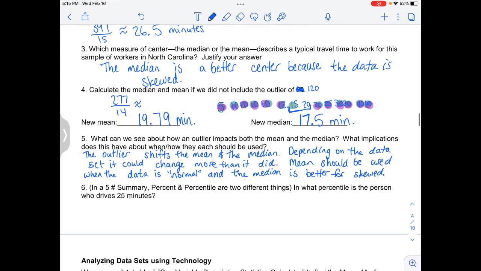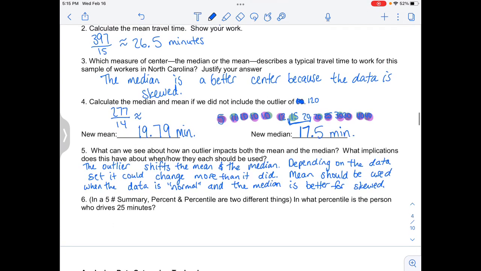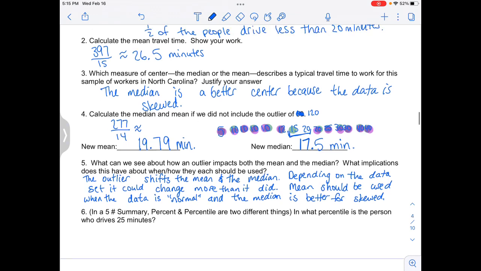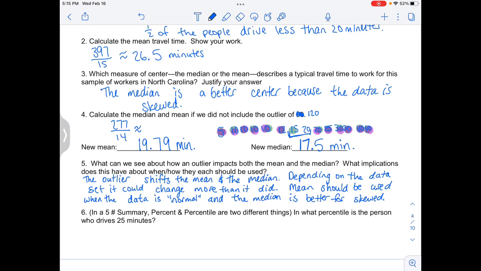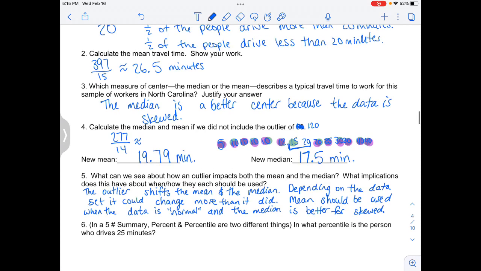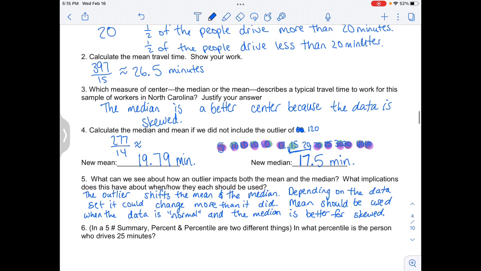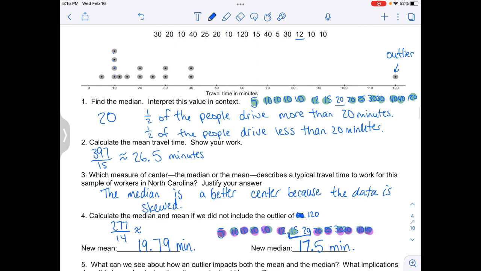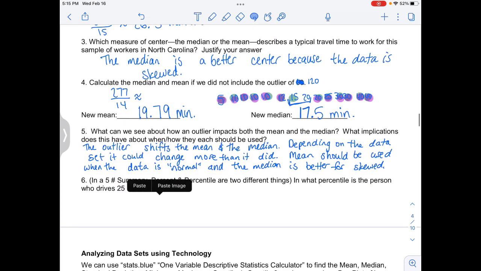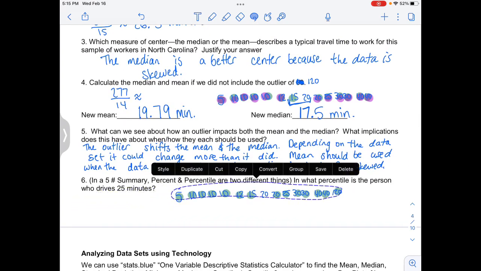And lastly, in a 5-number summary, percent and percentile are two different things. So the question is, in what percentile is the person who drives 25 minutes? Now, we haven't seen this before. We have our data set. I'm going to copy that down again. And we will look at it.